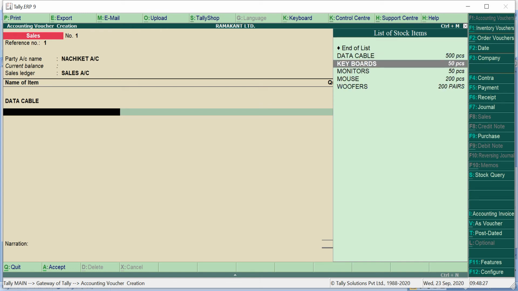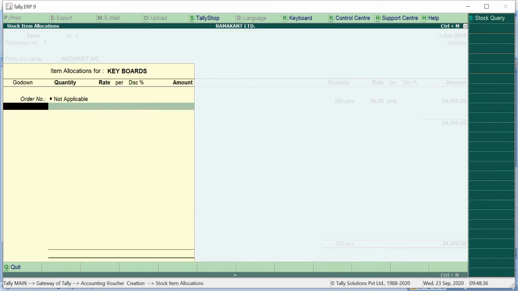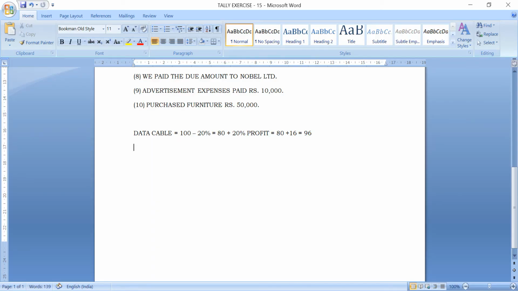Then second place comes keyboards. We have 50 keyboards in the stock, so we will sell half of them, so that will be 25. Let us decide the rate for keyboard.